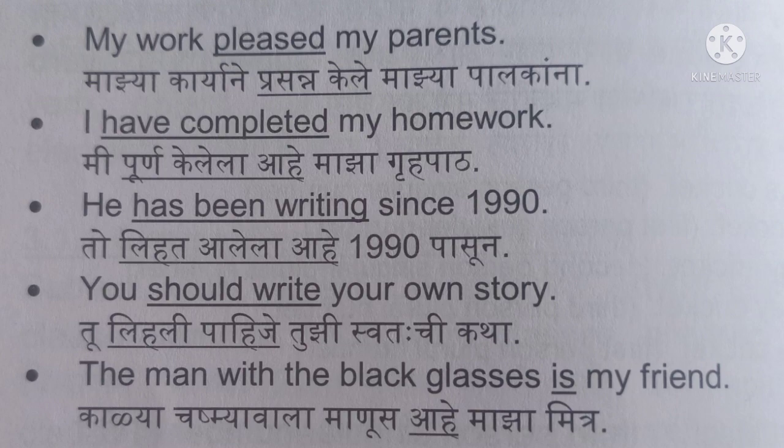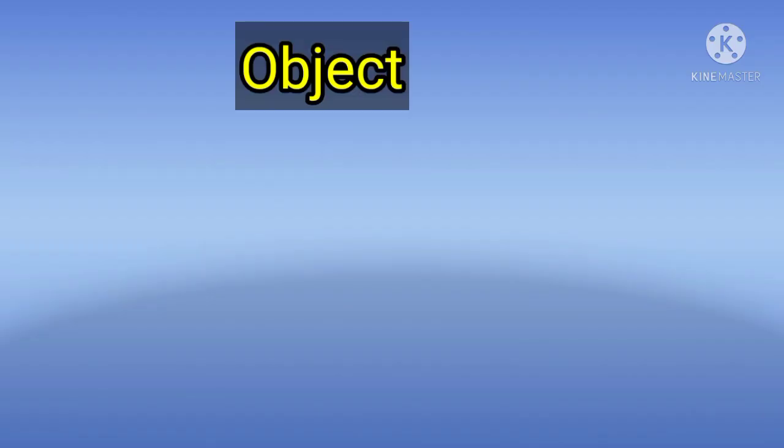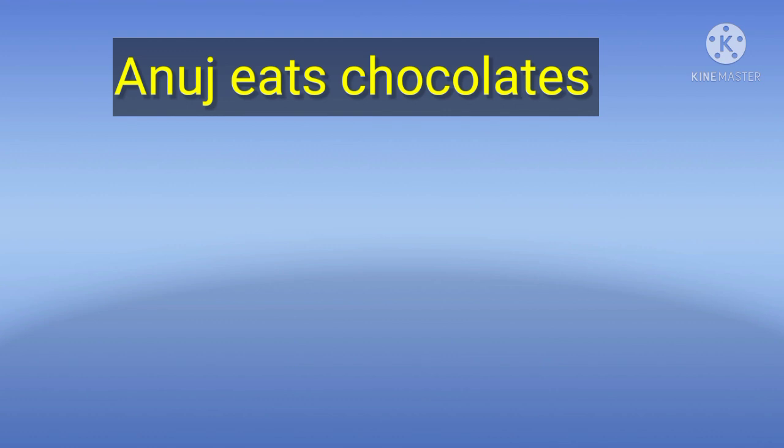The third clause element that we are going to talk about is the object. Object is the word or the group of words that takes action from the subject. The action shifts from the subject to the object. In the sentence, Anuj eats chocolates, Anuj is the subject and the action is that of eating. So the action is performed by Anuj. Now the action of eating shifts from Anuj to chocolates because Anuj eats. What does Anuj eat? Anuj eats chocolates. Thus, chocolates becomes the object of this sentence because it receives the action from the subject Anuj.